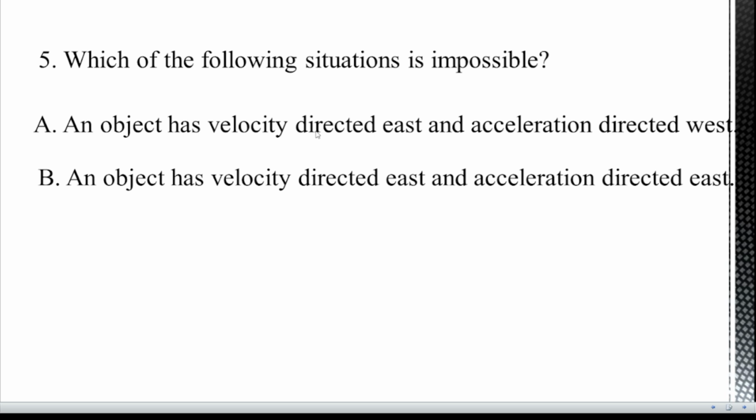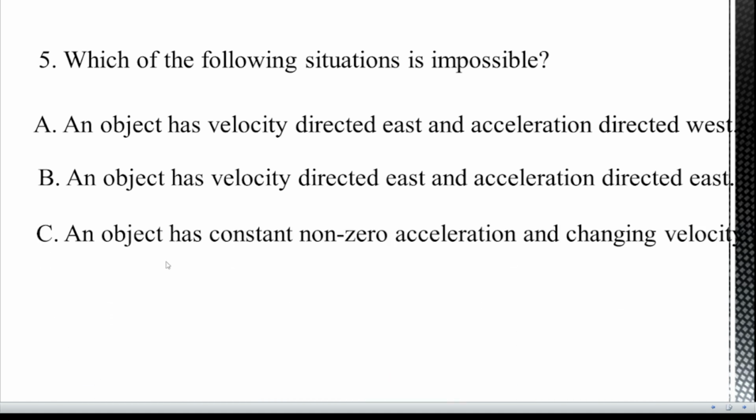Alternative B. An object has velocity directed east and then acceleration directed east. Yes, it could be. Alternative C says an object has constant non-zero acceleration and changing velocity. Yes. As you know, acceleration is the rate of change of velocity, despite the fact that acceleration is constant.